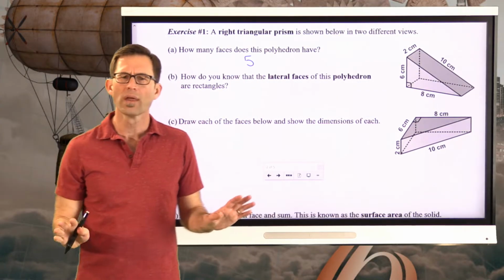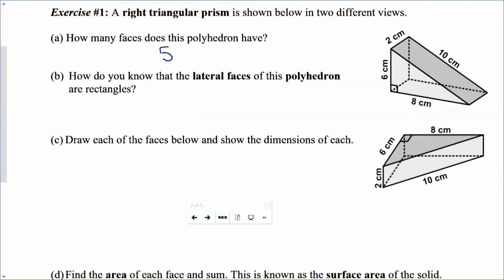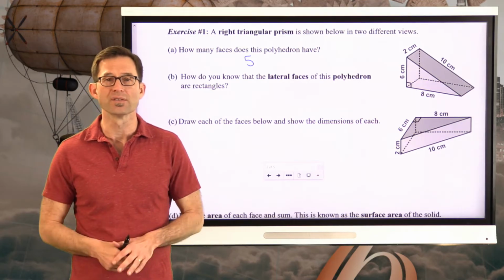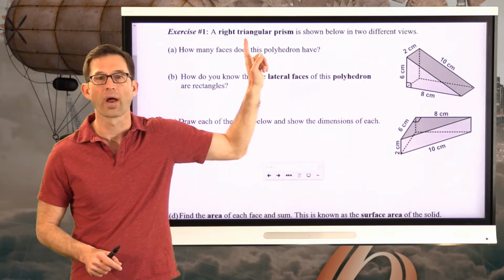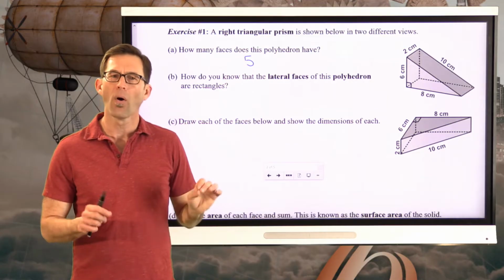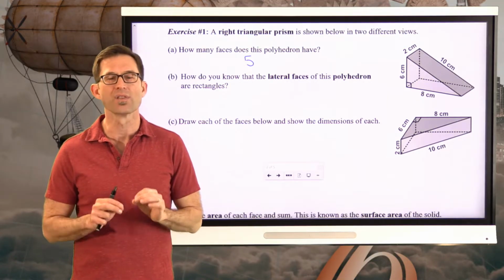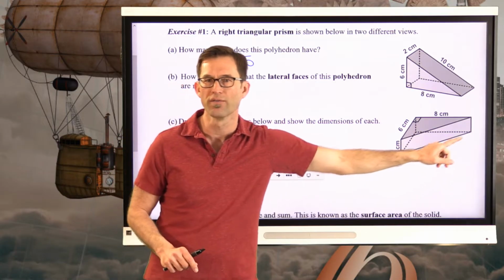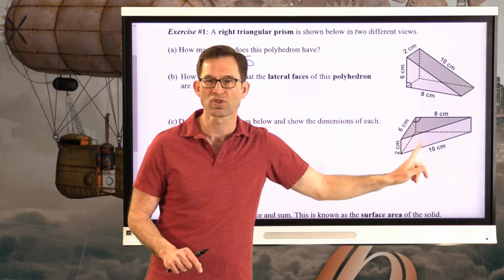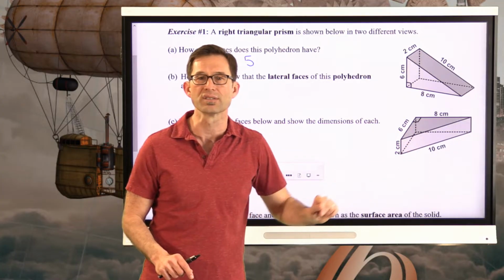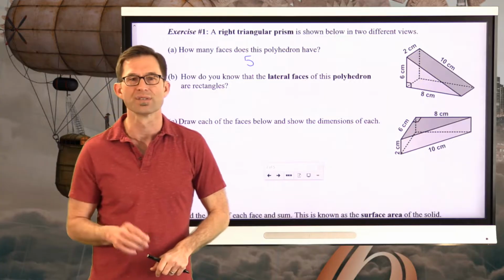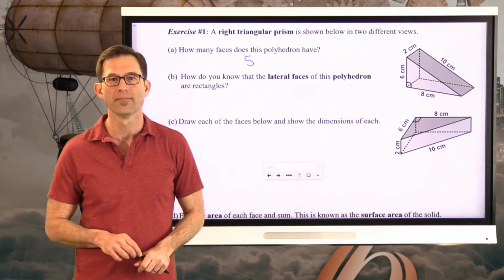All right. Now, letter B, important. How do you know that the lateral faces of this polyhedron are rectangles? So we know that the two bases are triangles because it says it's a triangular prism. But all of the other faces, the lateral ones, that you really think about more in this sort of view, because now here it's actually lying on one of its triangular bases. How do we know all the lateral faces are rectangles? What tells us that? Pause the video now.